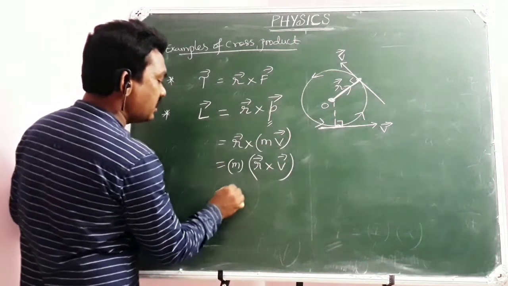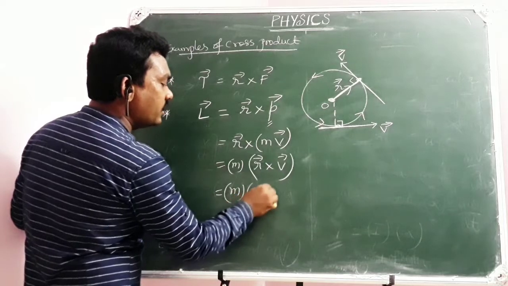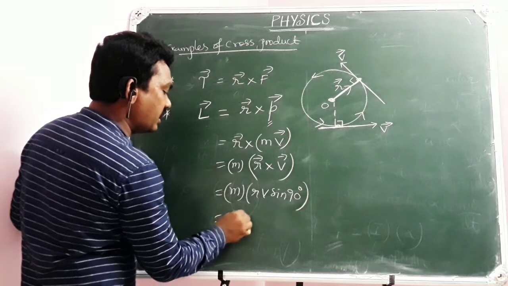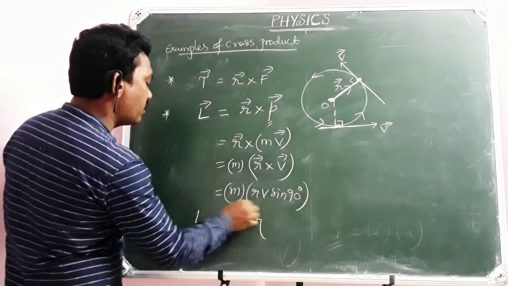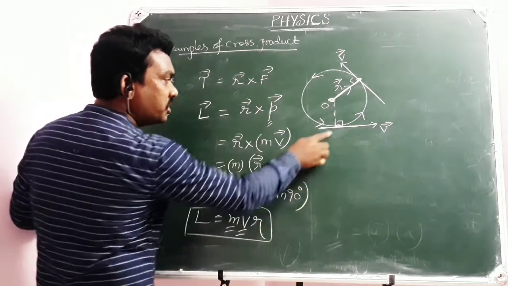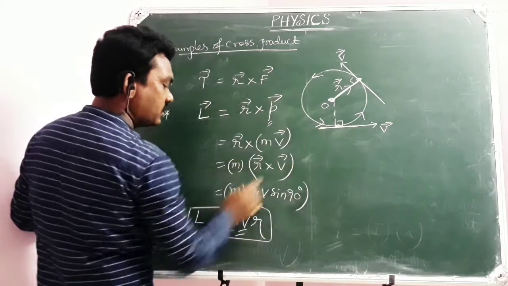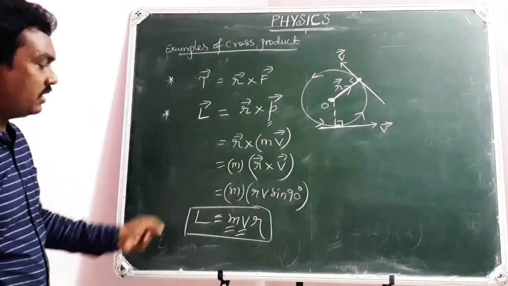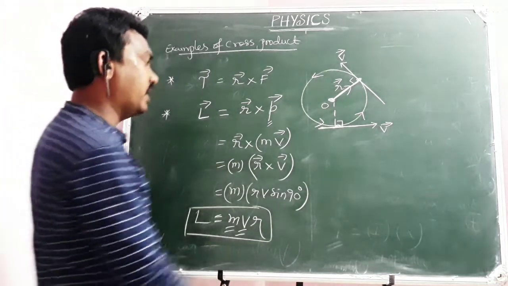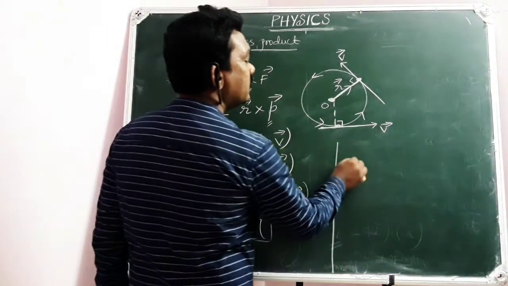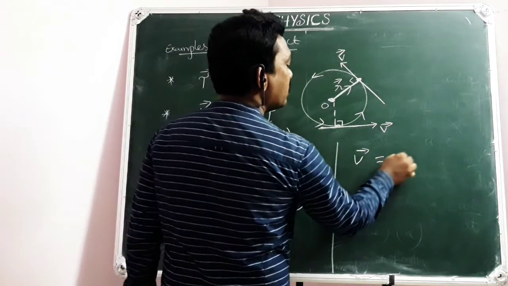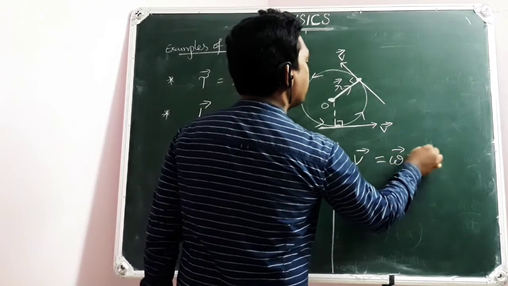That's why here this is M into R V sine 90 degrees. Sine 90 degrees is 1, so you can write MVR as the formula for angular momentum. M for mass of the particle, V for tangential velocity, R for radius. Then angular momentum L equal to MVR. That's one more interesting thing. In addition to that, here V bar, the tangential velocity vector, equals omega bar cross R bar.